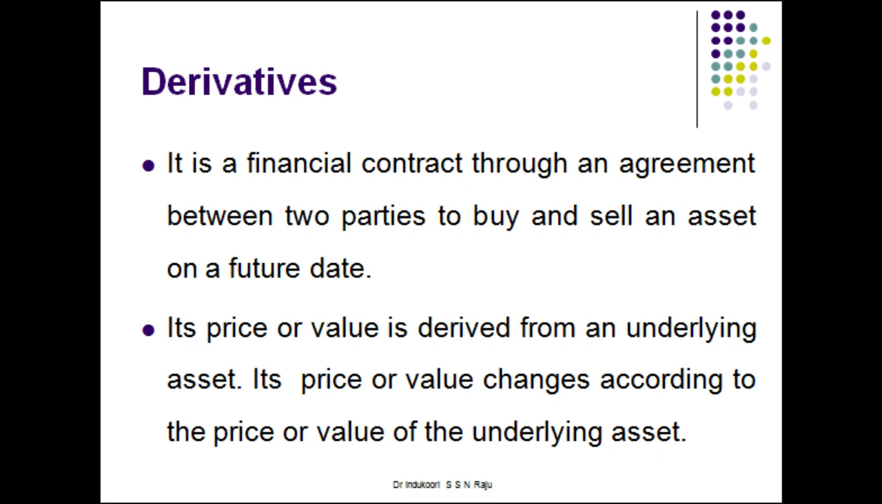So as we are defining, a derivative is a financial instrument, through an agreement between two parties. Two parties means it could be two institutions, two individuals, institution and individual, individual and institution, four combinations, either way. So you need not write down, listen to me, you need not write down. So what is this agreement all about?